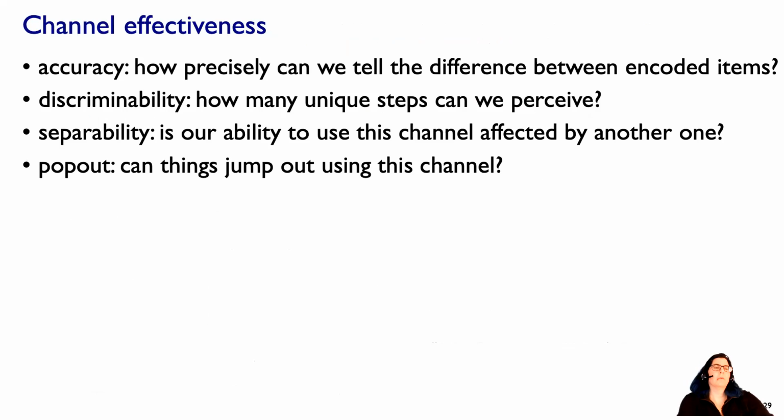So let's talk a little more about channel effectiveness. When we're going to bring up this key idea of accuracy, how precisely can we tell the difference between things that are being visually encoded? How discriminable, how many unique steps can we perceive? How separable, does one channel stomp on another, or are they completely independent? And then pop out, can things actually just jump out at you without effort by using channels? So let's talk about each of these.